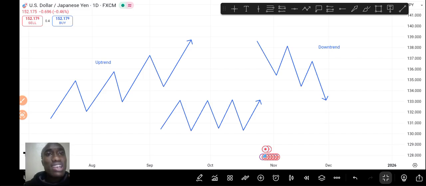An uptrend is characterized by higher highs and higher lows. A downtrend is characterized by lower lows and lower highs. I believe to that point we are okay.